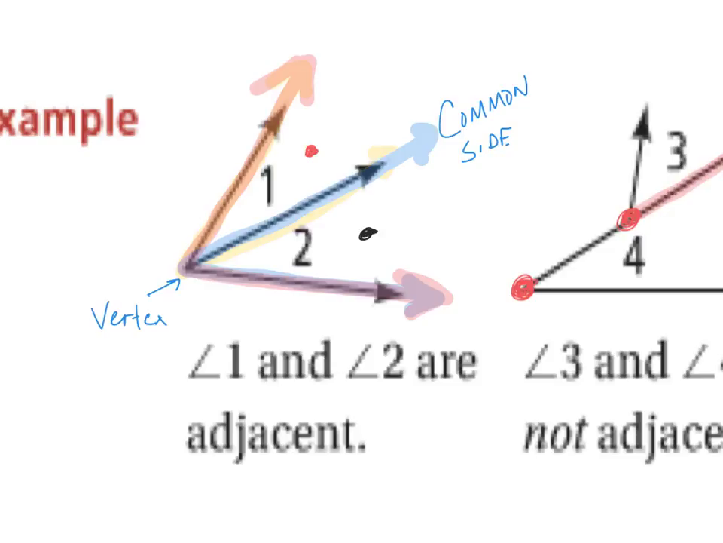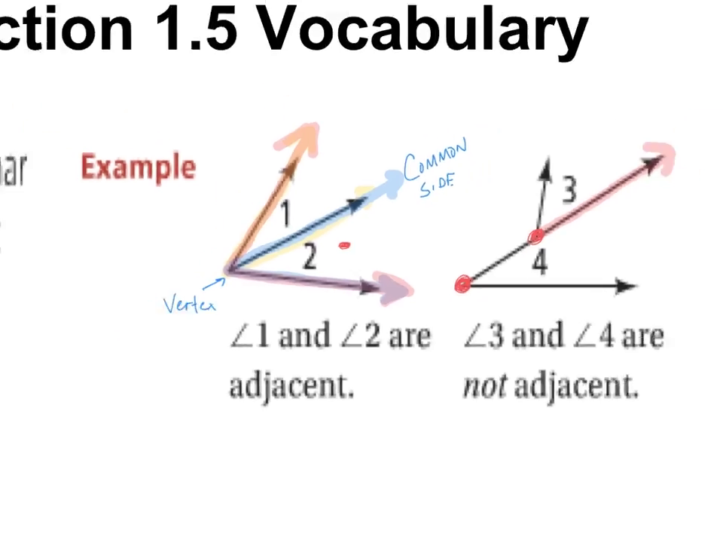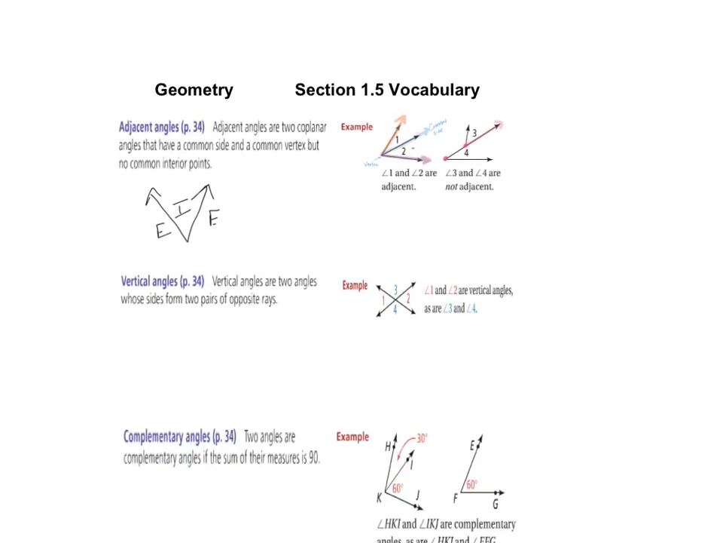They share a side, but notice on this one, if I use the interior, the inside of angle 2 is right here. That's the inside of angle 2. It's also inside of the big angle, and you can't have common inside points. So you have to be careful with inside and outside parts and overlapping parts. Adjacent angles are not overlapping angles. Let's take a look at the next one, vertical angles.